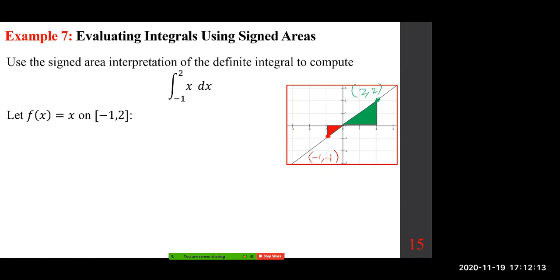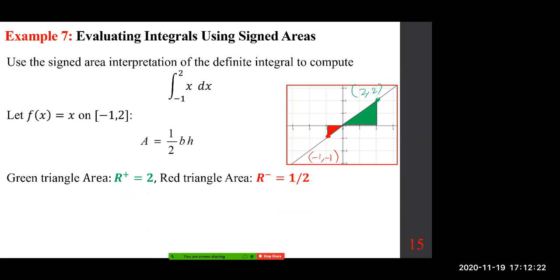Okay, so for a right triangle, the base and the height are the legs. So half of base times the height gives you half of 2 times 2, which is 2 for the green area, and the other one is half of 1 times 1. Please understand the legs are positive, okay? The dimensions are positive.